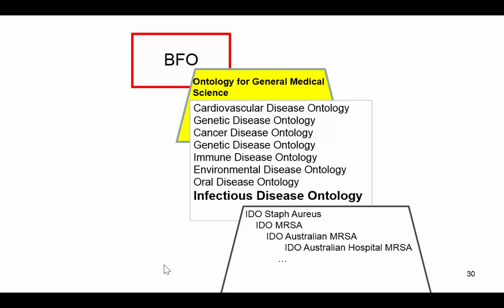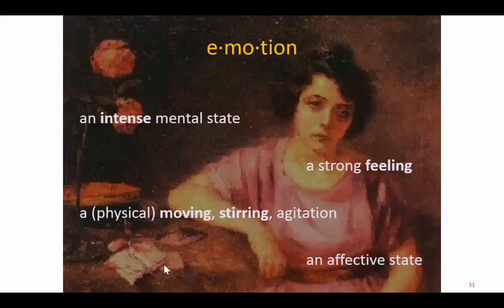As new strains of staph aureus are developed, we can create slightly different ontologies in order to allow the data about the patients who are suffering diseases from those strains to be annotated and used to draw conclusions, for instance, about which strains will kill you.